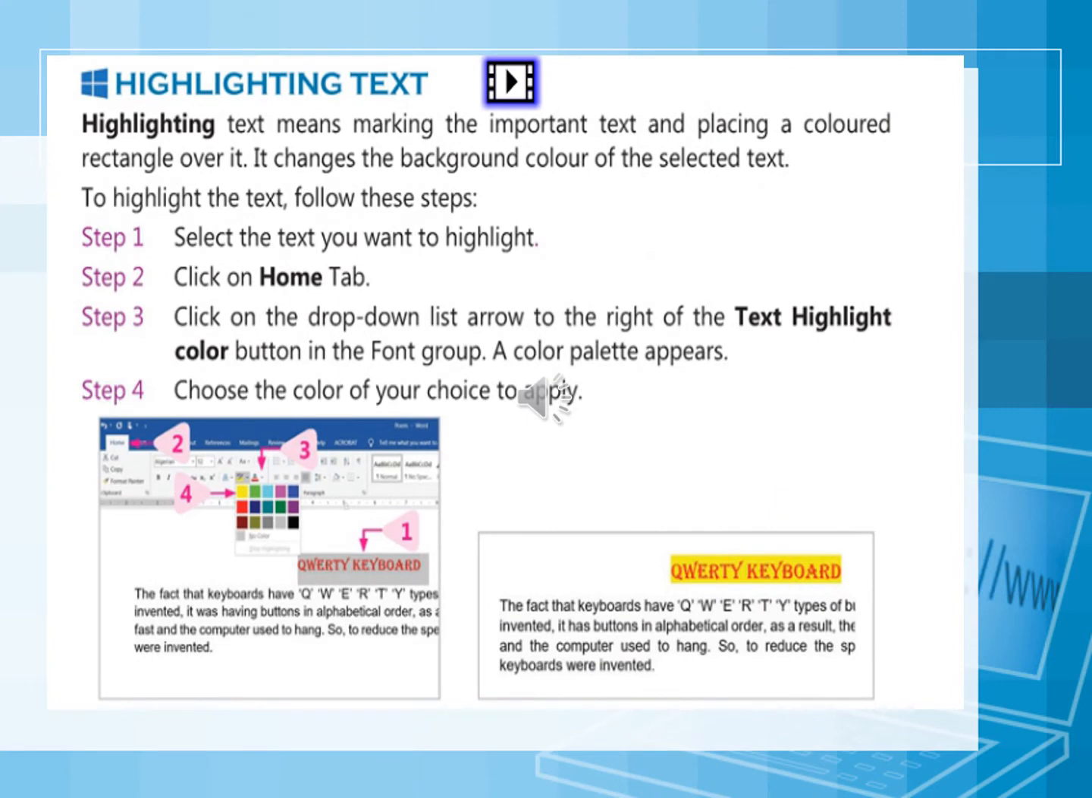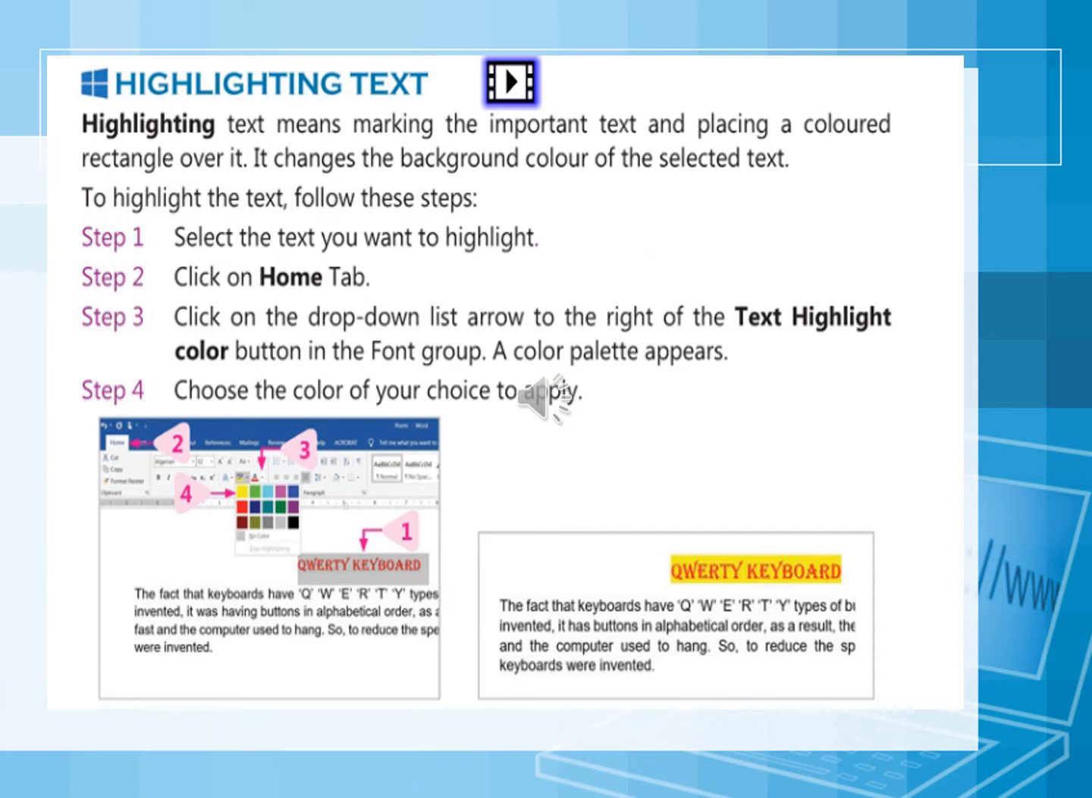Now children, we will learn highlighting the text. What do you mean by highlighting? Highlighting text means marking the important text and placing a colored rectangle over it. To highlight the text, we will follow these steps.